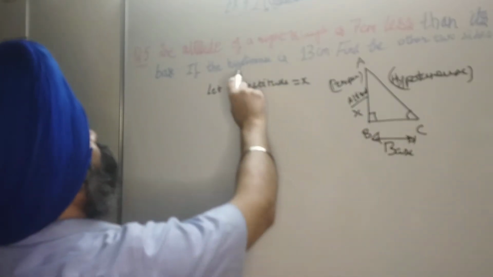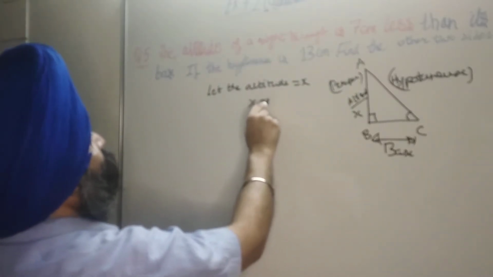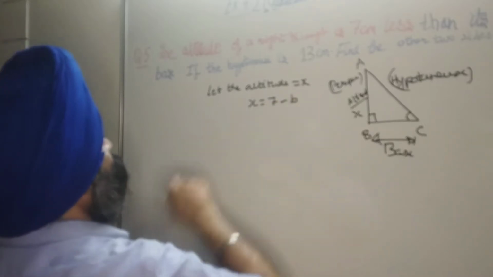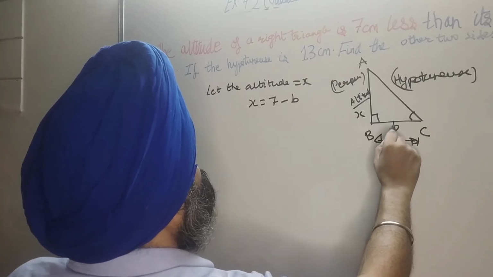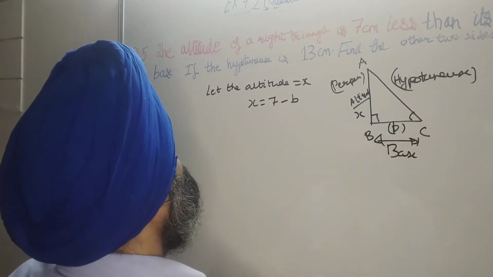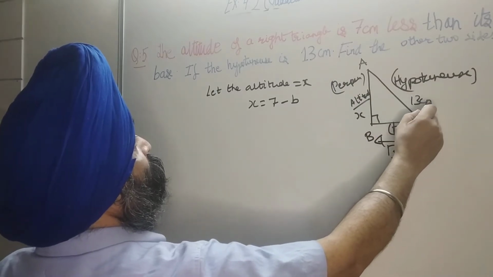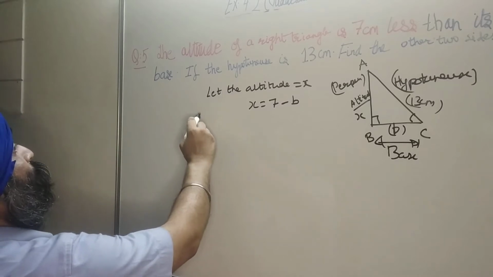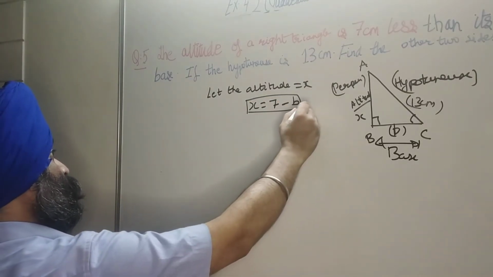So altitude of a right angle triangle is equal to 7 less than its base. 7 less than its base, 7 minus b हो जाएगा. इसको हमने b मान लिया. Suppose this is b, base is b, and hypotenuse is given as 13 centimeters. So this is x is equal to 7 minus b. This is first equation now.